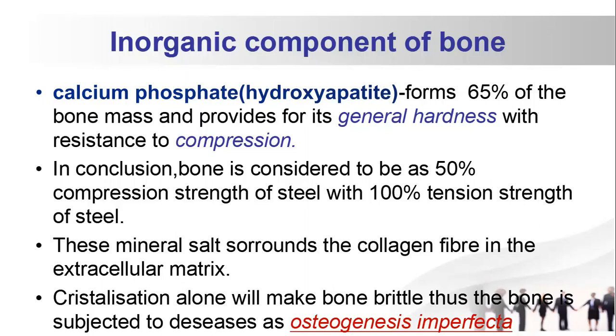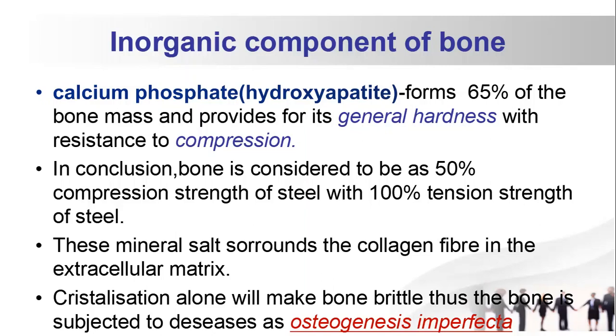So the calcium phosphate forms 65% of bone mass and provides for its general hardness, with resistance to compression. And in conclusion, bone is considered to have 50% of the compression strength of steel, with 100% of the tension strength of steel. That's just a comparison of the tension and compression strength of steel. This mineral salt surrounds the collagen fiber in the extracellular matrix.